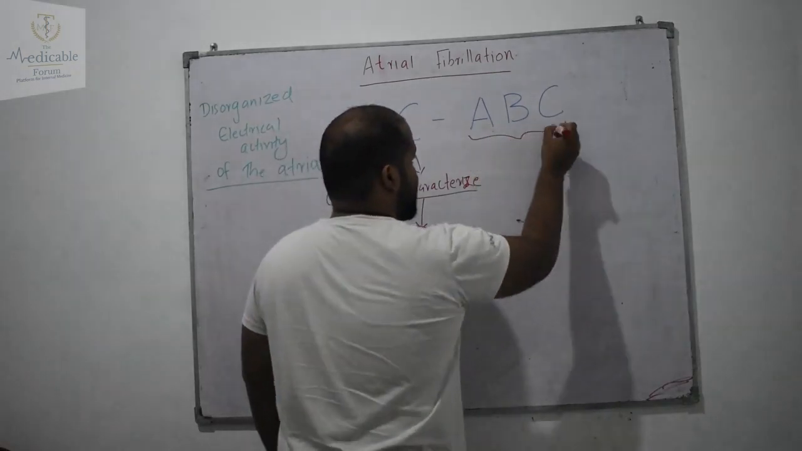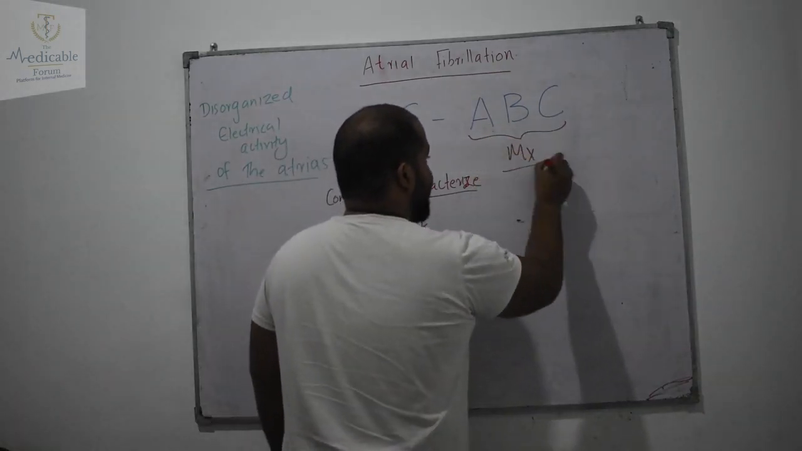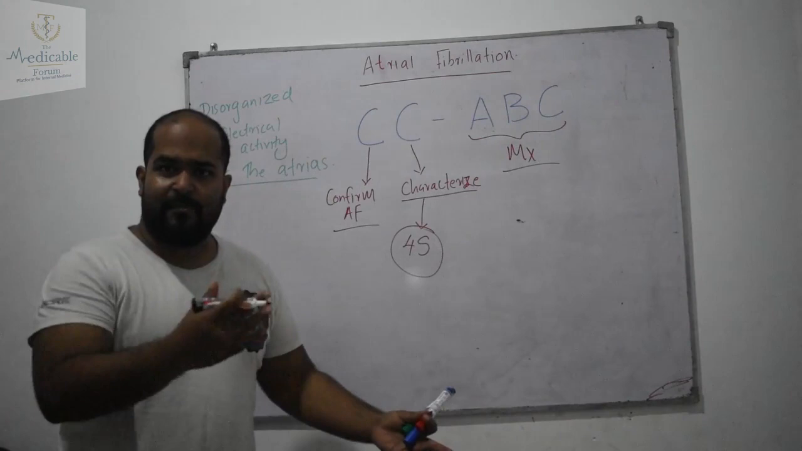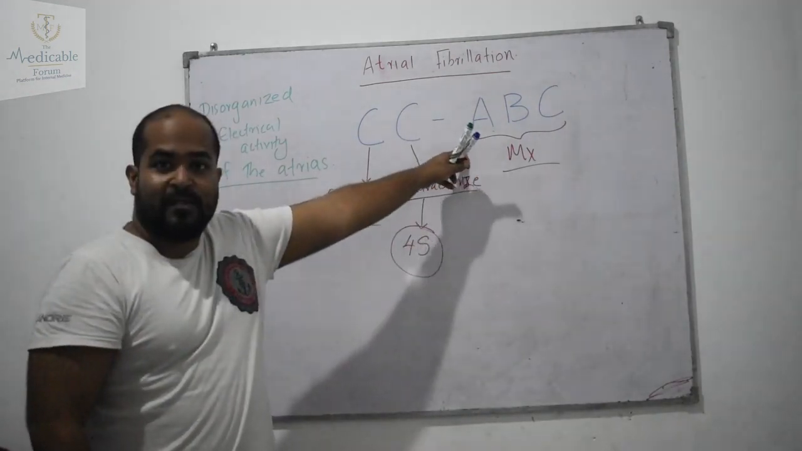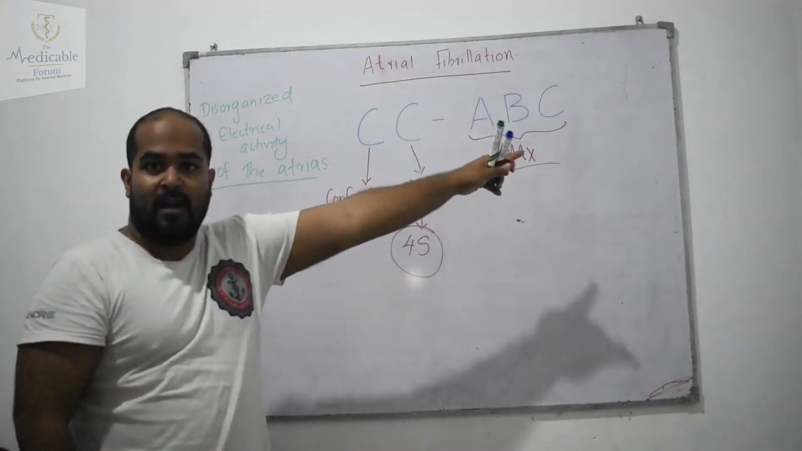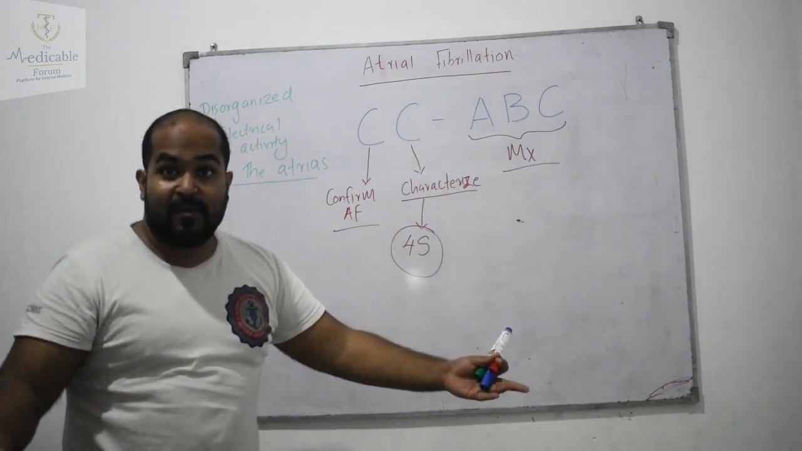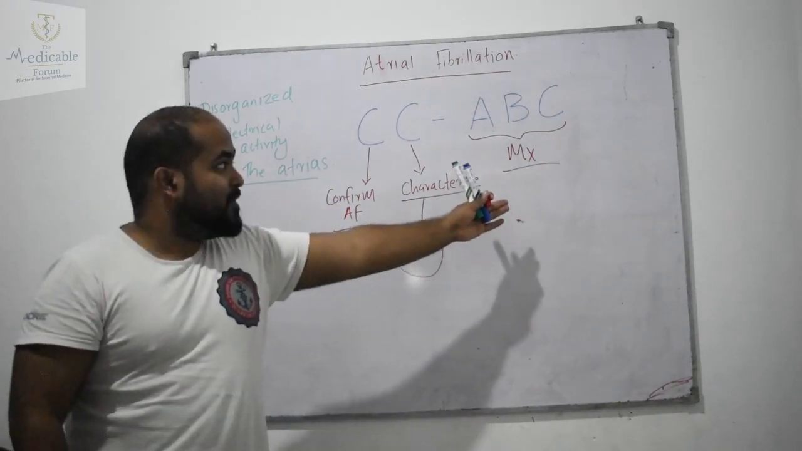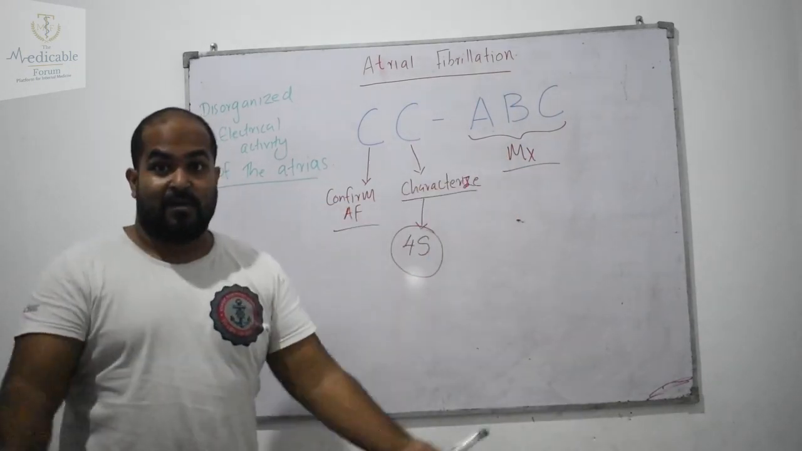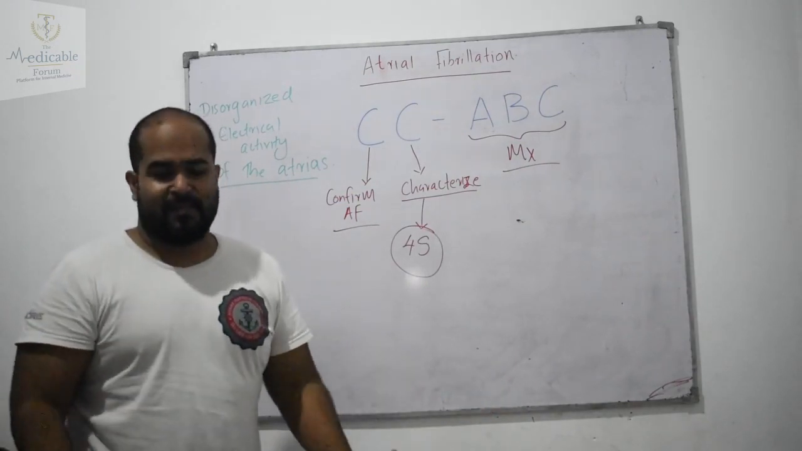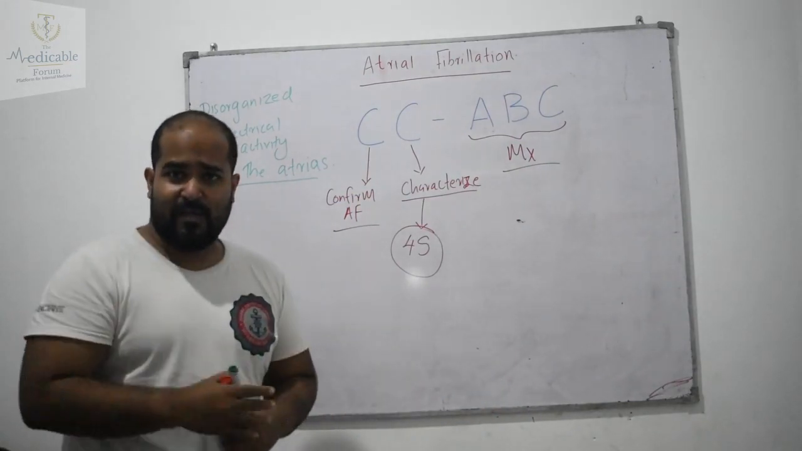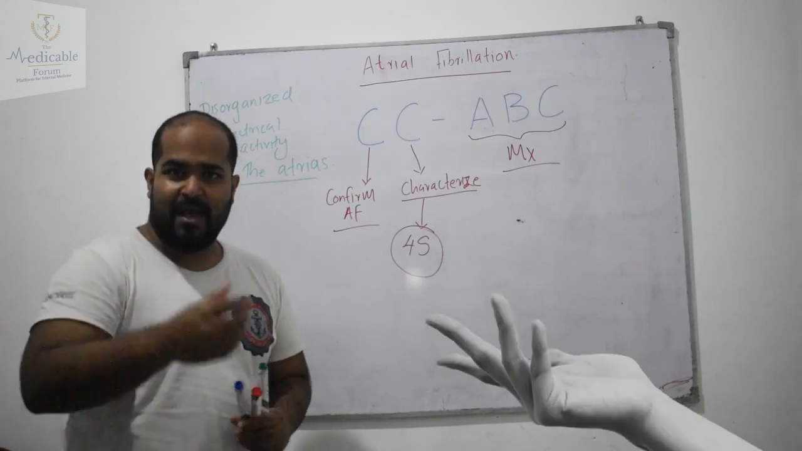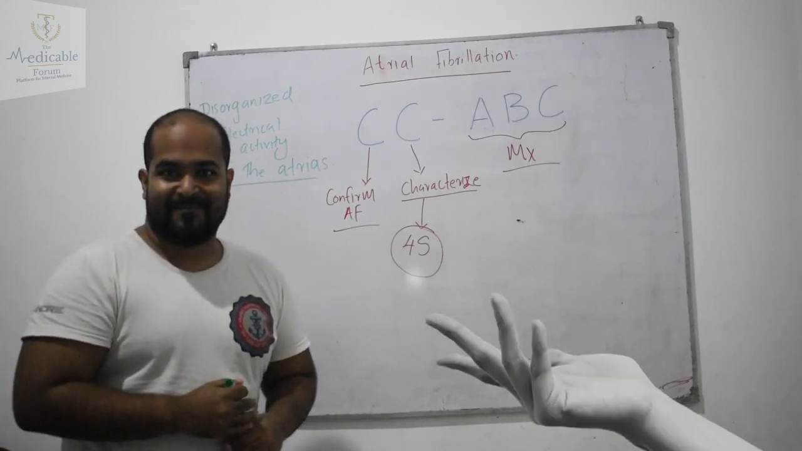Then, this is how you treat. That is how you treat: ABC. Anticoagulation, better symptom control, and controlling the comorbidities. Simple as that. And I'm sure after this video, atrial fibrillation will be at your fingertips.